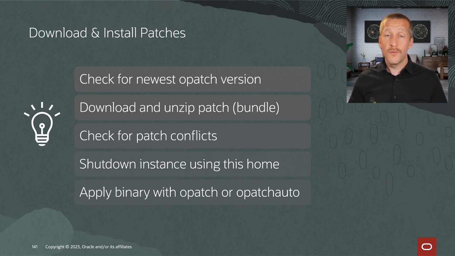First, we check for the newest version of opatch. We download the patch file, the zip file from My Oracle Support. We check for conflicts. Then we shut down everything that runs in that Oracle home if we do in-place patching. And then we can apply the binary changes to the Oracle home using opatch or opatch auto.